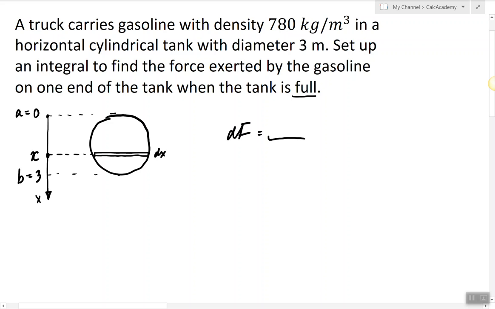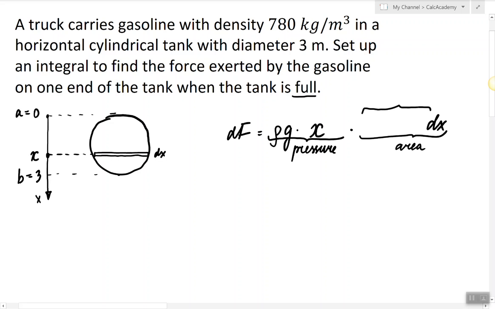So it's going to be the pressure times the area, and the pressure is rho g times the depth, and since we chose the origin to be at the level of liquid, the depth here is x, and the area of the strip is dx times the width. So now we're going to spend some time finding the width w(x), and it is pretty clear that as x changes, this width also changes.